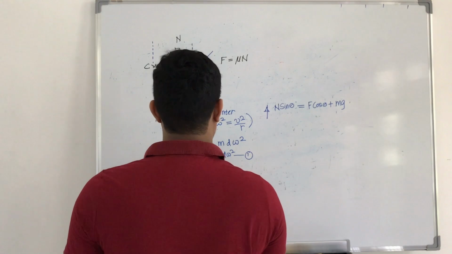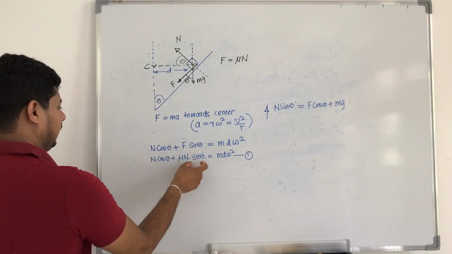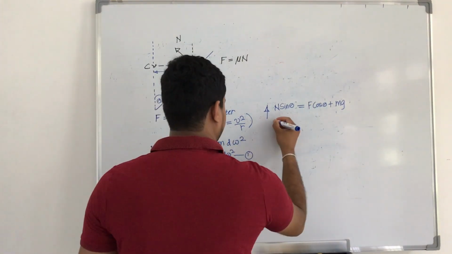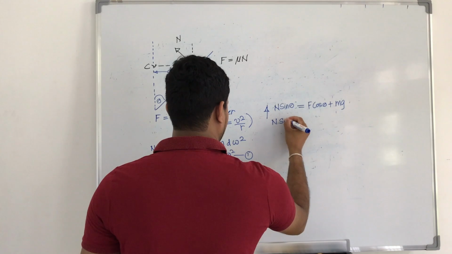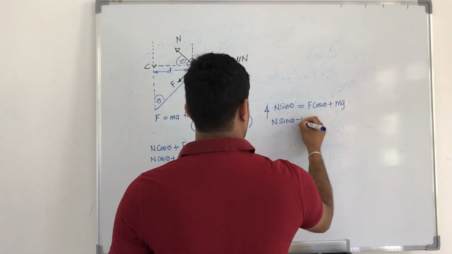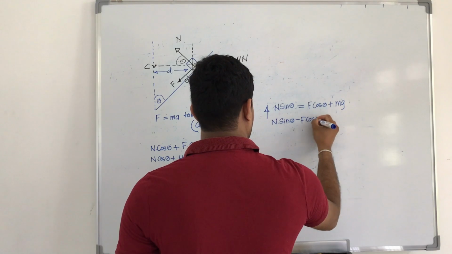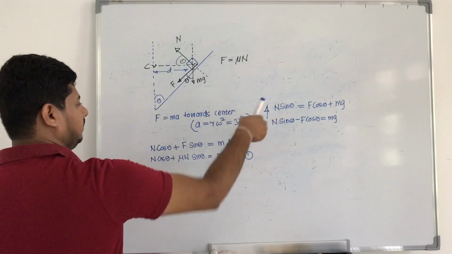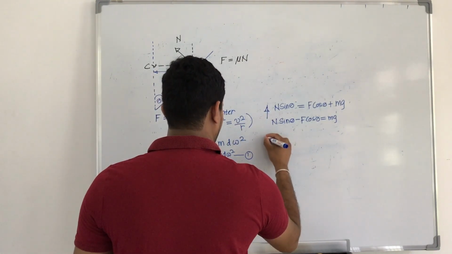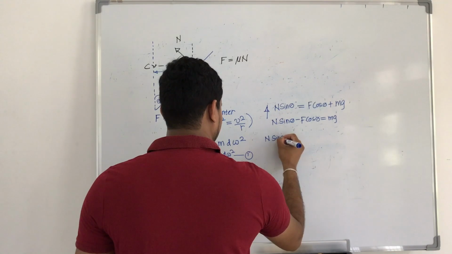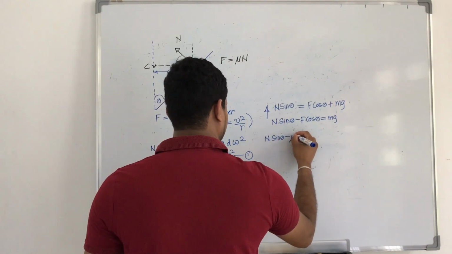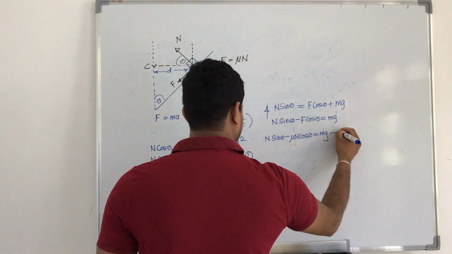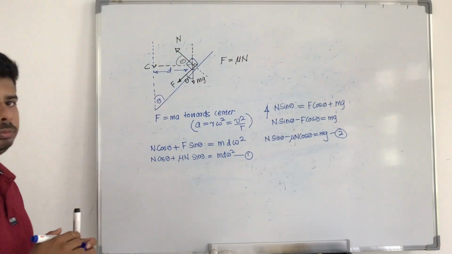Now you can see some relationship, cos theta and sin theta, on the left hand side. So you better take this one to this side. Then N sin theta minus F cos theta equals mg. Now you can again plug in F equals mu N here. So N sin theta minus mu N cos theta is equal to mg. This is my equation number 2.